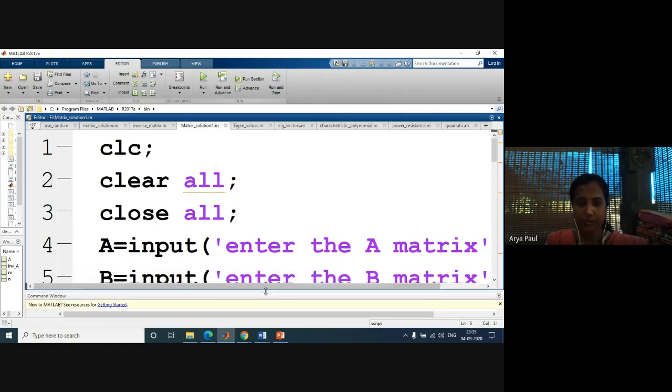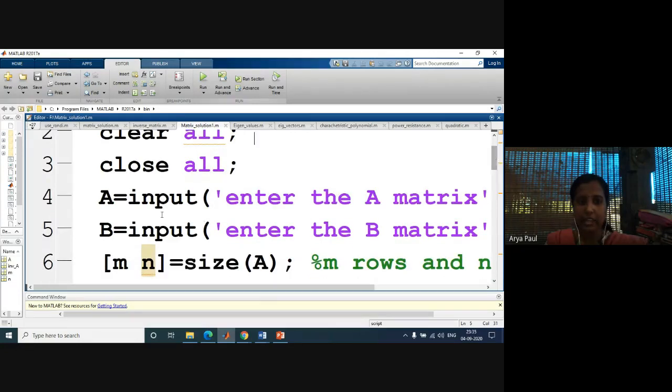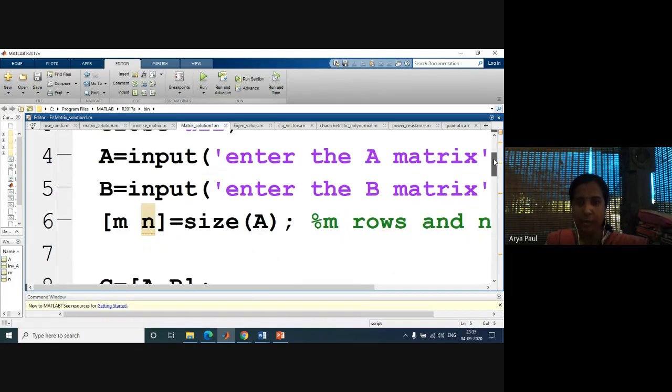First you need to input the matrix A and input the matrix B. So you need to input two matrices, the A matrix and the B matrix. Now you find the size of A. What is the size of A? M rows and N columns. Size will return the rows and columns, so this format will return m rows and n columns. I hope this is clear.